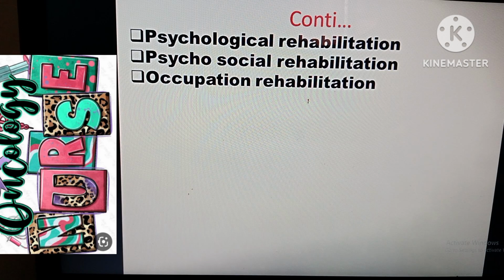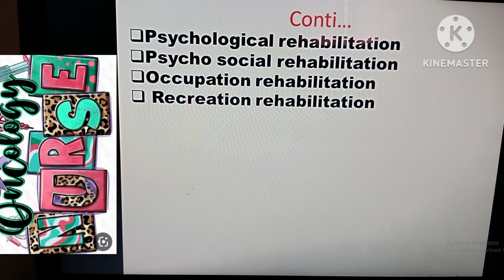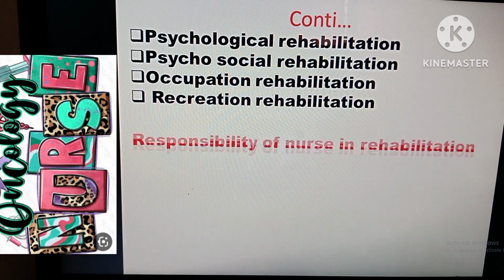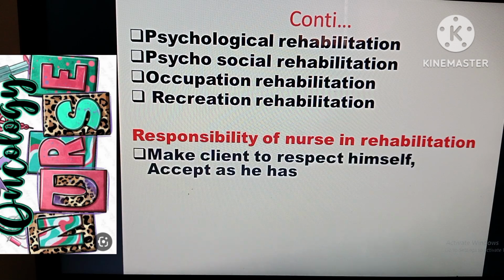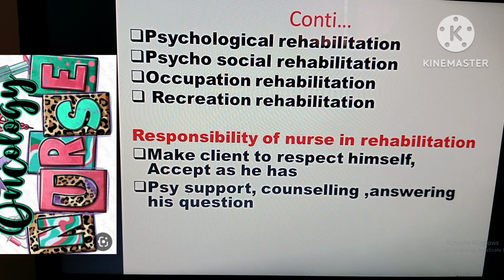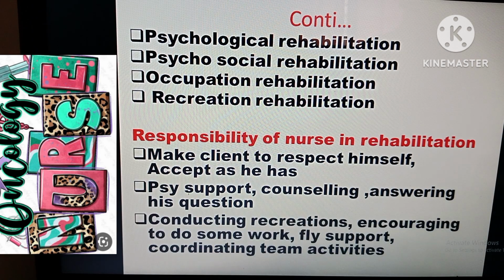Occupational rehabilitation: according to his condition, whatever work the client is capable of doing, encourage him to do that particular work and to earn something. Recreational rehabilitation: mingling with others and engaging in some kind of mind diversional therapy. So, responsibility of the nurse in rehabilitation. As a nurse, what is our responsibility? First, we have to make the client respect himself and accept himself as he or she is. Psychological support, counseling, answering whatever questions they are asking in a rational way, not in an irrational way.